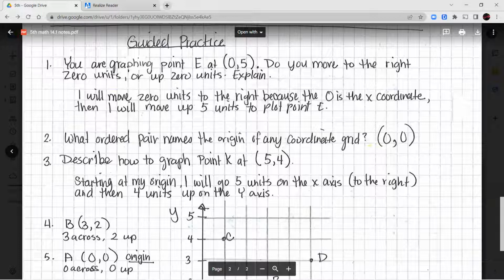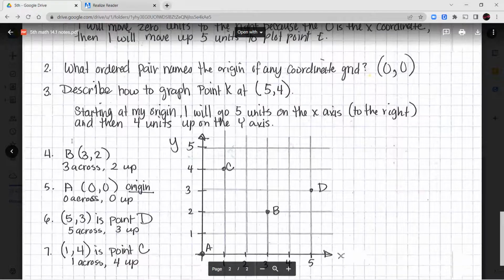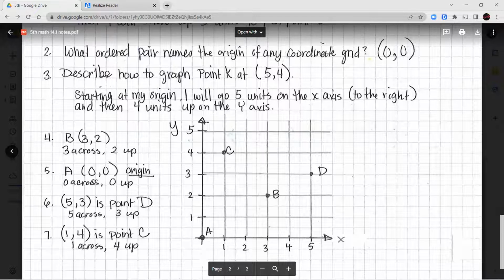For number 2, what ordered pair names the origin of any coordinate grid? We know that the origin is located at point 0, 0. Number 3, describe how to graph point K at 5, 4. So starting at my origin, I'm going to go 5 units across the x-axis to the right, and then I'm going to go up 4 units up the y-axis, and then I will be able to plot point K.